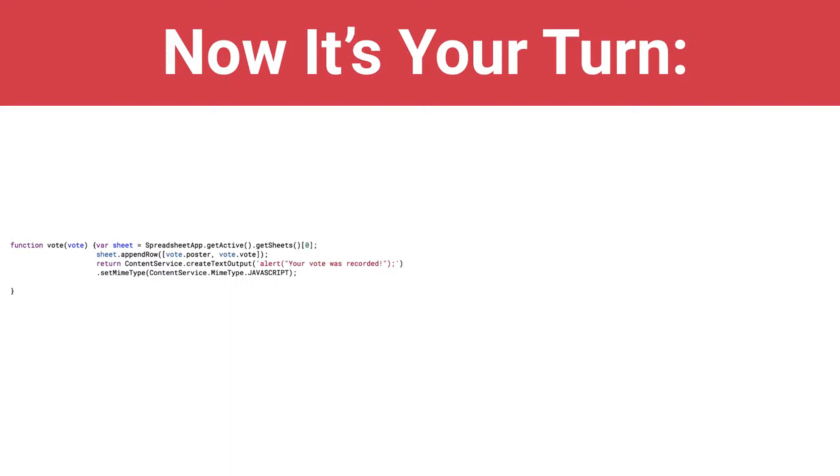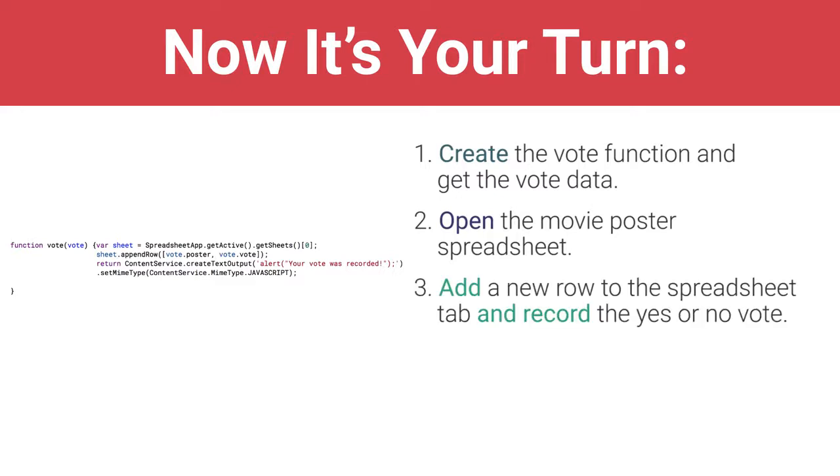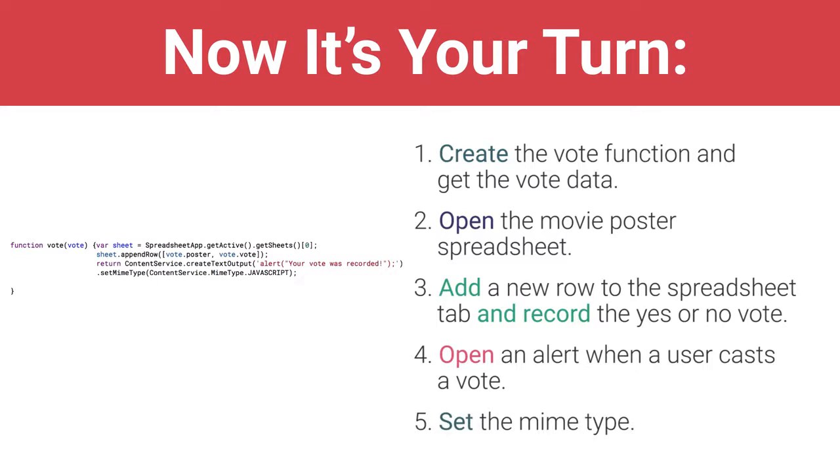Now it's your turn. Write your code to perform the following functions. Create the vote function and get the vote data. Open the movie poster spreadsheet. Add a new row to the spreadsheet tab and record the yes or no vote. Open an alert when a user casts a vote. And set the MIME type so the computer can read your user's responses. When everyone in your group has finished, move on to the next video where you will publish your website.